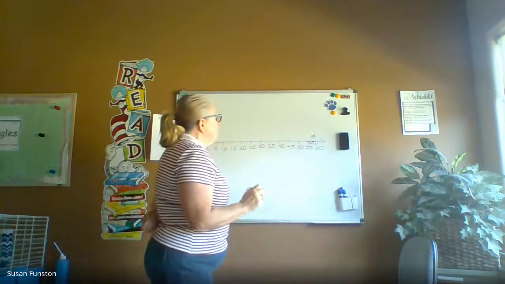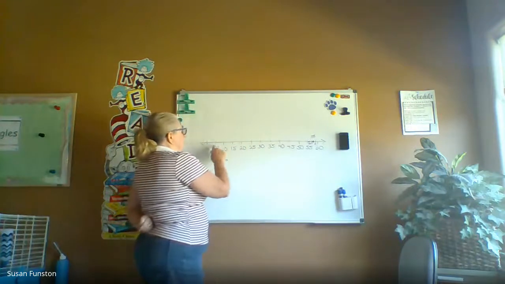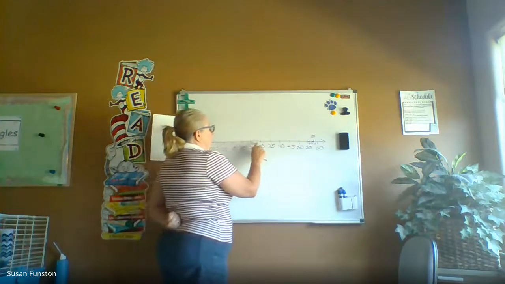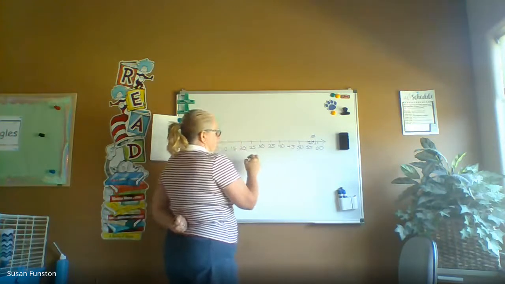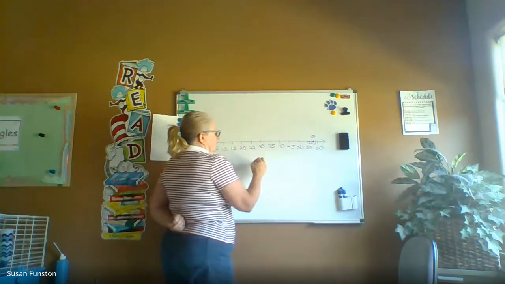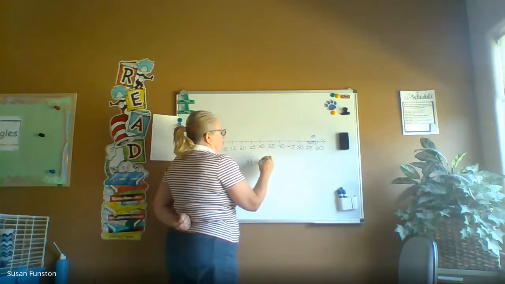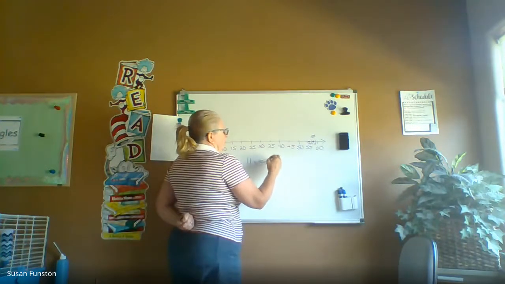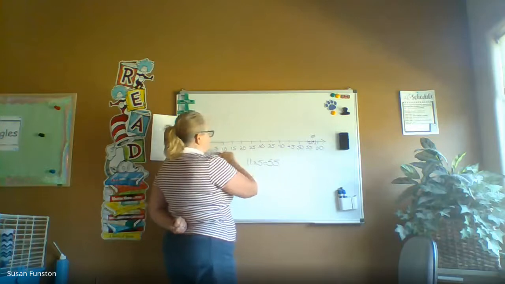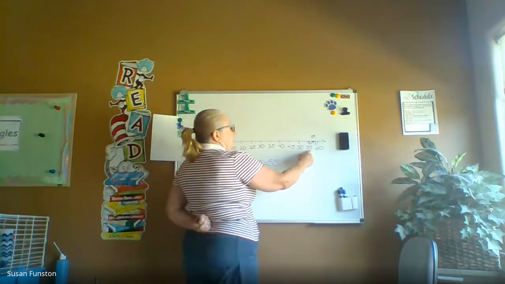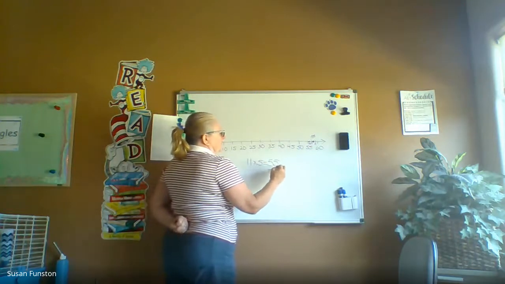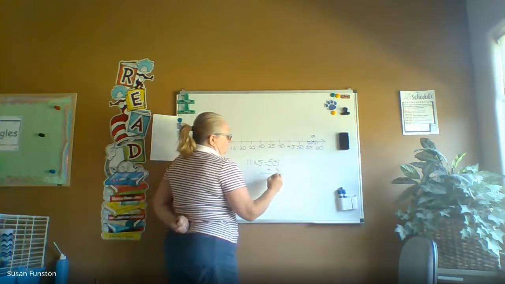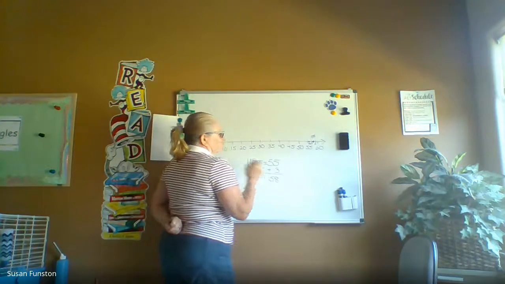Okay, so how many fives did I count? 1, 2, 3, 4, 5, 6, 7, 8, 9, 10, 11 fives. So I can use some multiplication here. 11 fives is 55. So 11 fives got me to 55, and I would need plus 3 more minutes to get to 58.